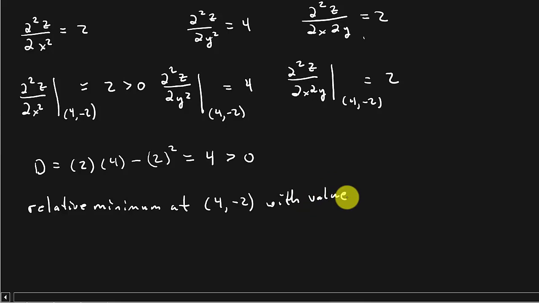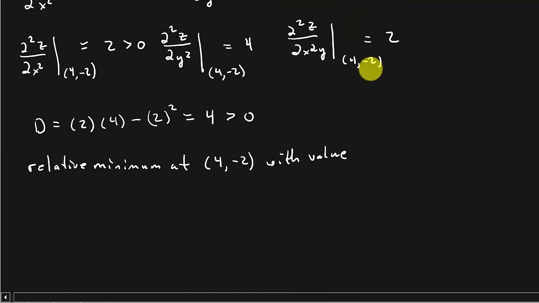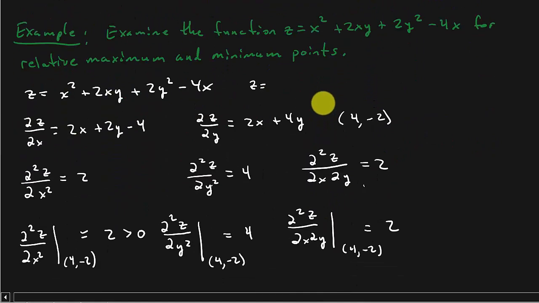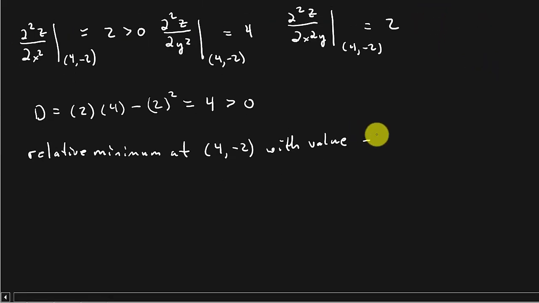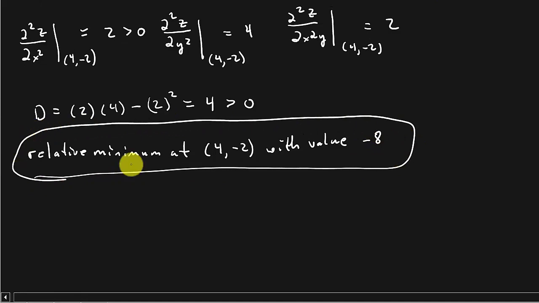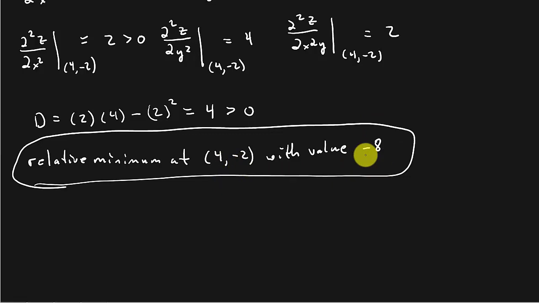Now, what's the value? So we're going to take (4, -2) and plug it into here. So z is equal to 4 squared plus 2 times 4 times negative 2 plus 2 times negative 2 squared minus 4 times 2. And what do I get when I plug all that in? I believe I get negative 8. So with value, negative 8. So there we have it. Basically, if you're plotting this in three-dimensional coordinates, you would plot the point (4, -2, -8). Negative 8 would be like your z-axis. But yeah, there's your answer to that one.